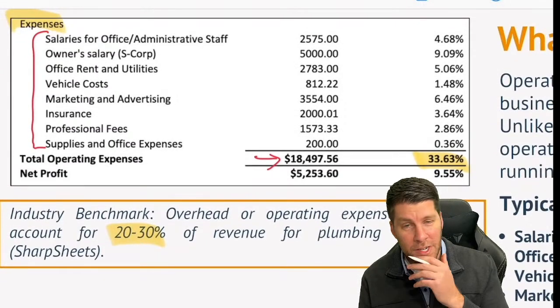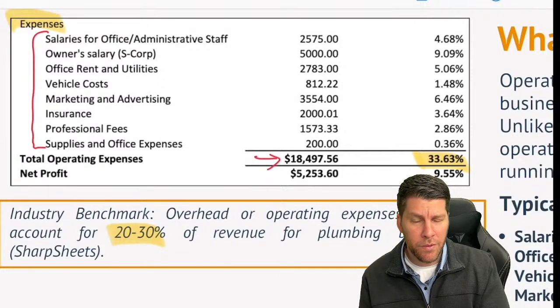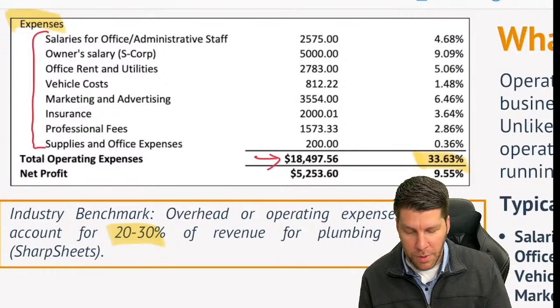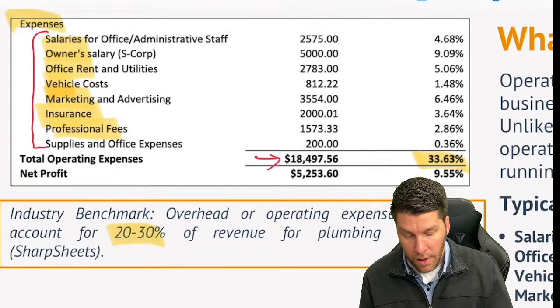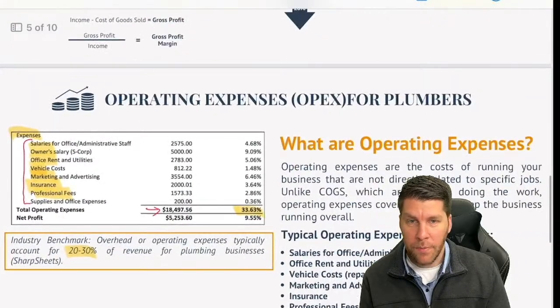I'm seeing right now, especially with the way the market is, especially in the car world, and even in the services world, a lot of businesses trying to help their operating expenses because things are getting a little bit tighter. So these are going to be things where you have your salary, rent, your vehicle costs, those are like repairs, your marketing, advertising, insurance, professional fees, and then office supplies and things like that. So that is what your operating expenses should look like.